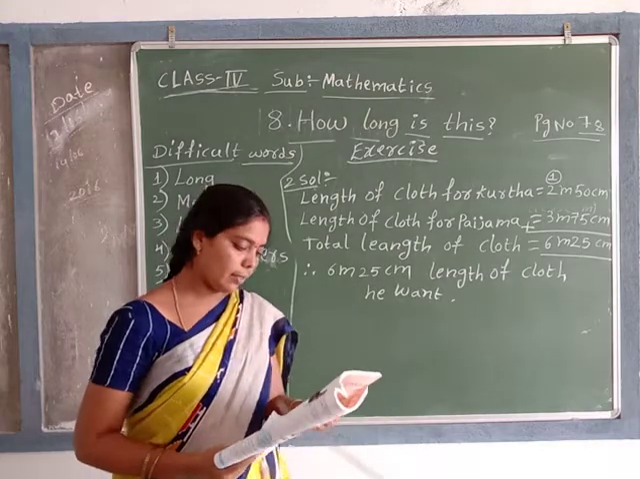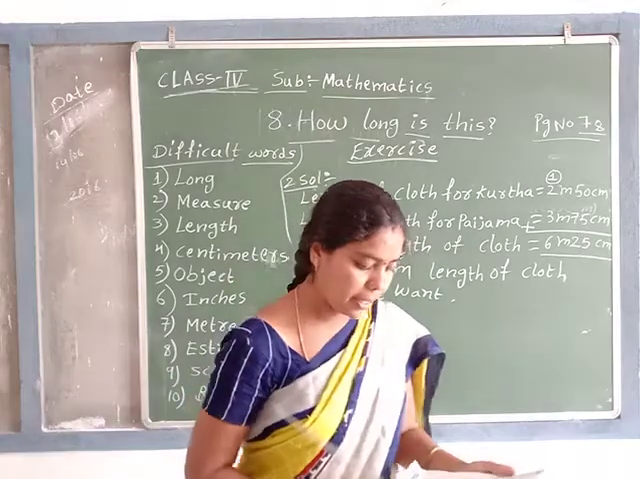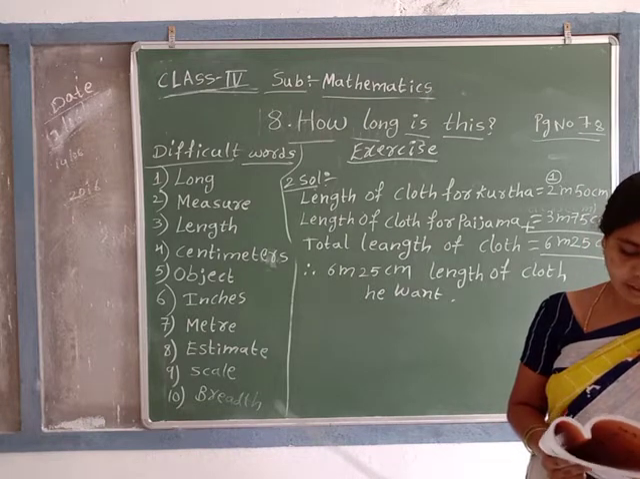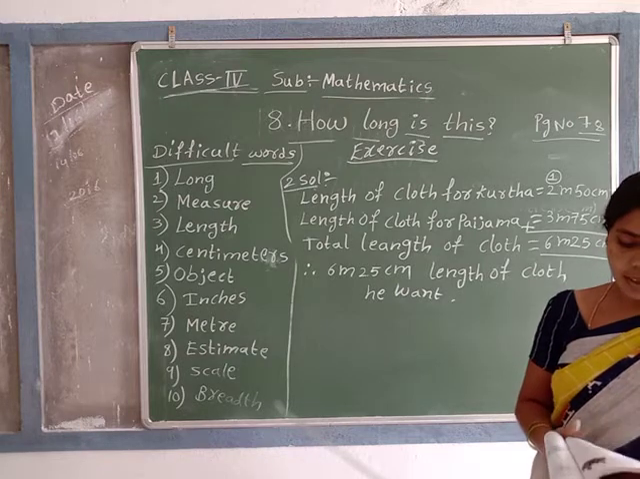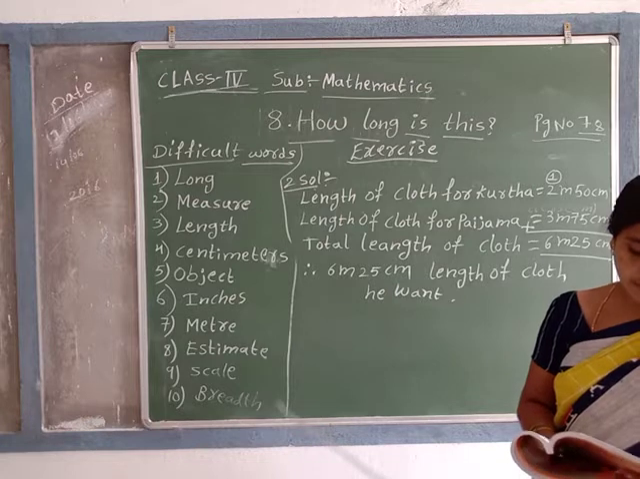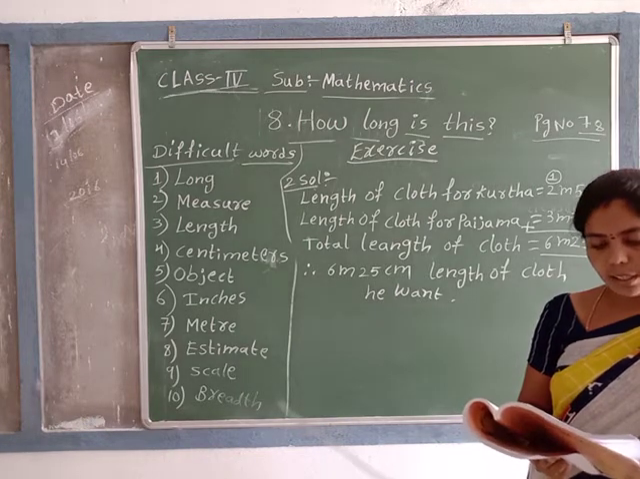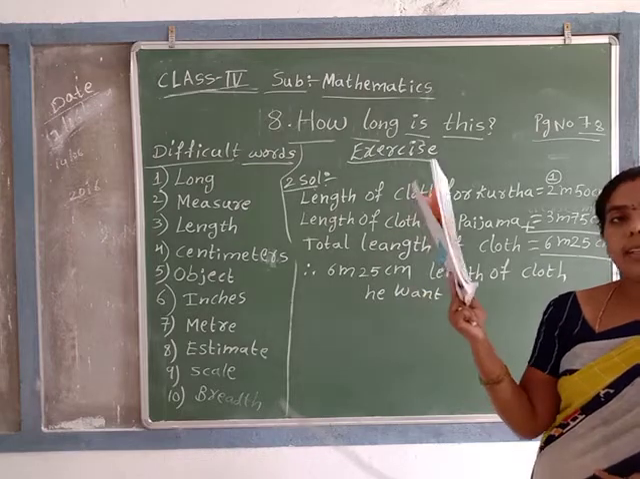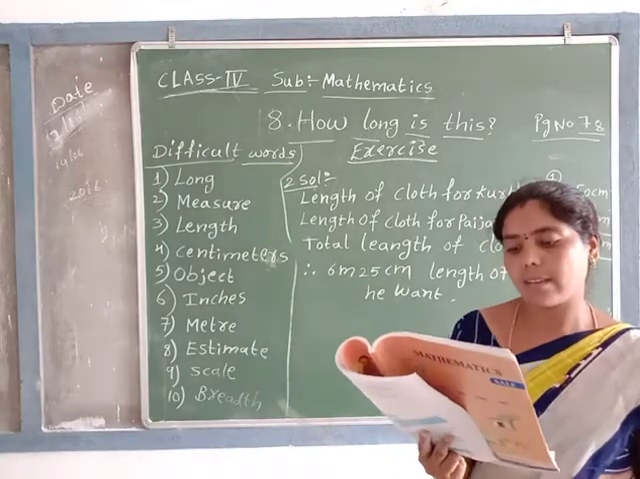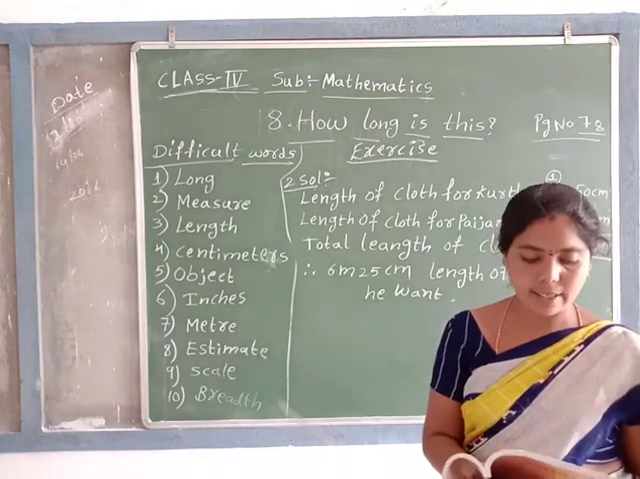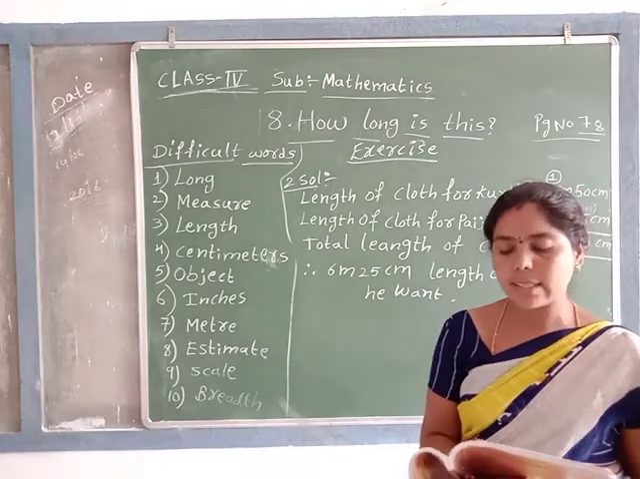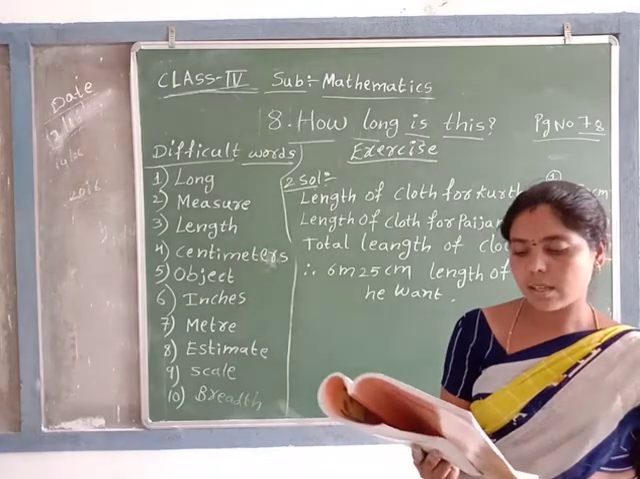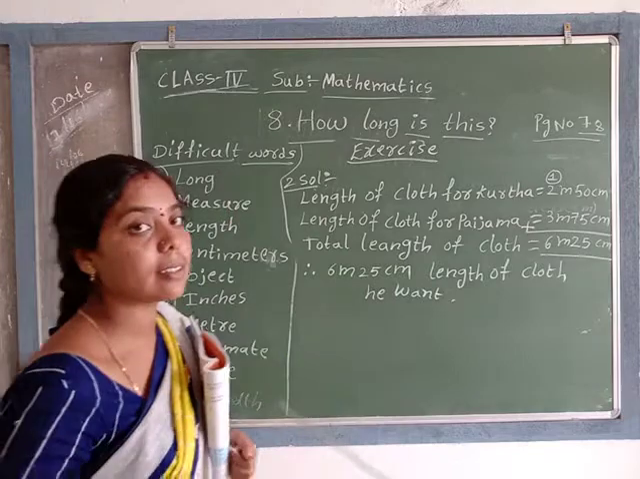Third question. The length of the shadow of a flag pole is 3 meters 45 centimeters at 8 o'clock in the morning and by 1 o'clock in the afternoon 1 meter 65 centimeters. What is the difference in the length of the shadow in the morning and in the afternoon? In the morning time, 3 meters and 45 centimeters. In the afternoon, 1 meter 65 centimeters. So what is the difference of the shadow? Now complete this third one.